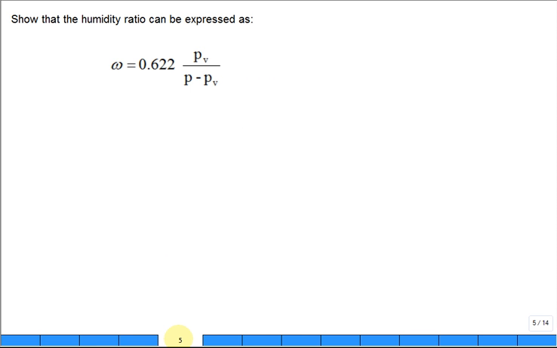Let's solve this problem. It says, show that the humidity ratio can be expressed as omega is 0.622 PV over P minus PV. What are each of the terms here? Well, that's the humidity ratio, but what is PV? Partial pressure of the vapor. The partial pressure of the vapor can vary between 0 and the maximum, the saturation pressure at that temperature.